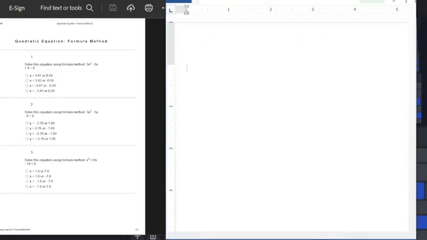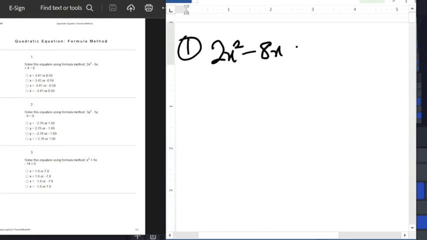So in this class, we'll look at the solutions to the correction on formula method of solving quadratic equations. So the first question we have: solve this equation using formula method. We have 2x squared minus 8x plus 4 equals 0. The first thing we need to do is to identify this is a, while this is b, and this is c.